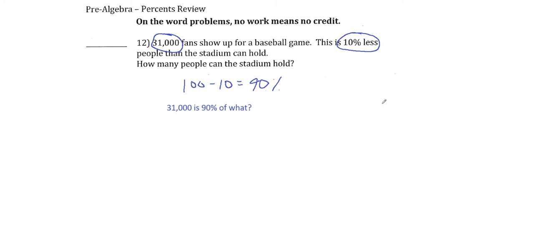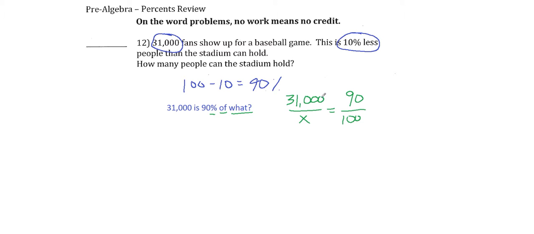Alright, so setting up a proportion here, if you remember, it's always a percent of the total or the whole. So this is what we don't know. We don't know the whole or the total. So that's going to be x on the bottom, 90 over 100, and then our 31,000 is right there.